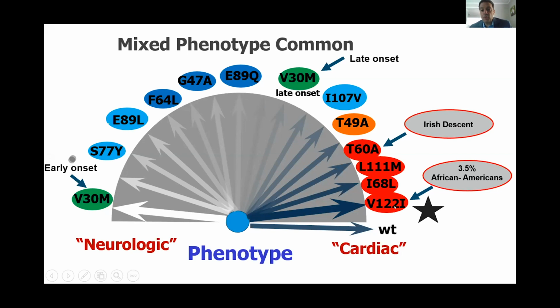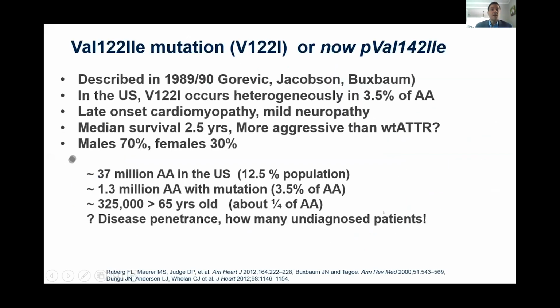Now, as far as V122I, this mutation was first described in 1989 and 90 by Peter Gorevic, and then subsequently with Dan Jacobson and Joel Buxbaum. They've determined that about 3.5% of African Americans are heterozygous carriers for this mutation. It presents late onset in the 60s and 70s with restrictive cardiomyopathy, and the neuropathy tends to be mild in most of the cases. The median survival is only 2.5 years.